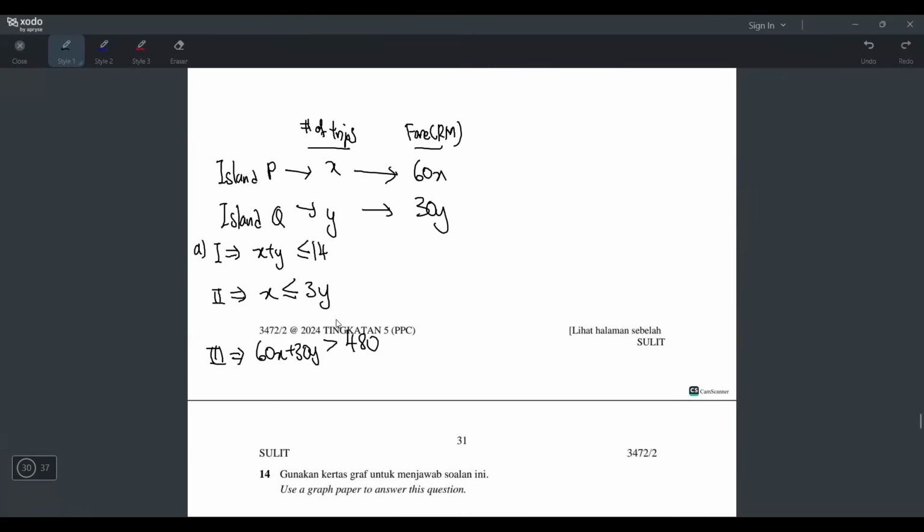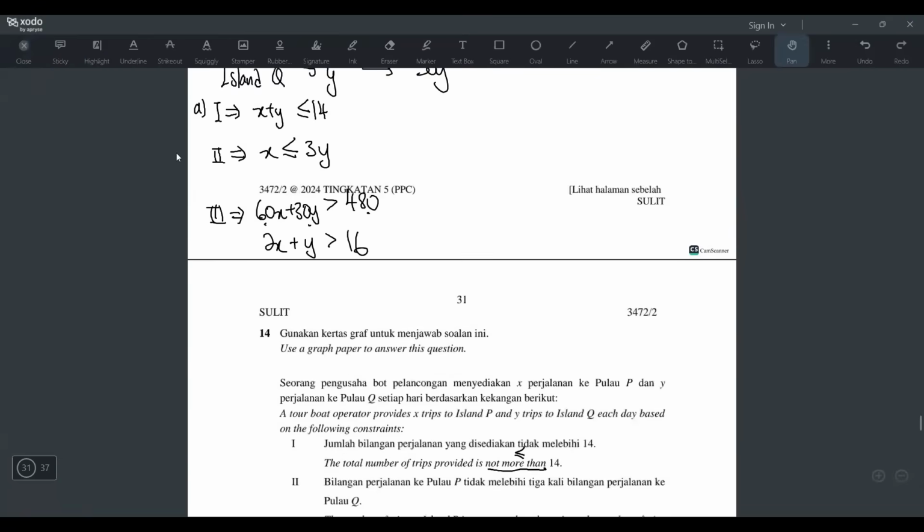Okay, if you can simplify, you simplify, right? Simplify because 60, 30, 480, all these numbers can be divided by 30, right? So divide by 30 is 2x, divide by 30 is y, divide by 30 is 16, right? So you end up with this as your answer. Okay, done. Now we can do part B.